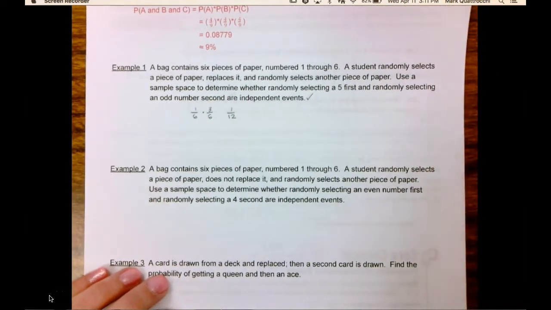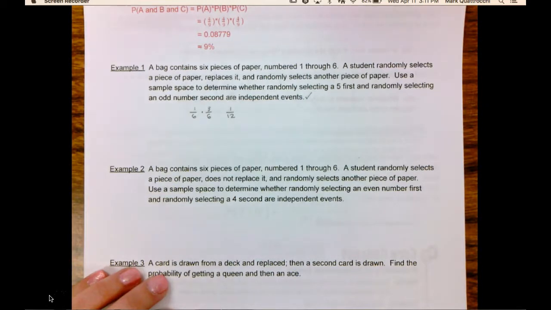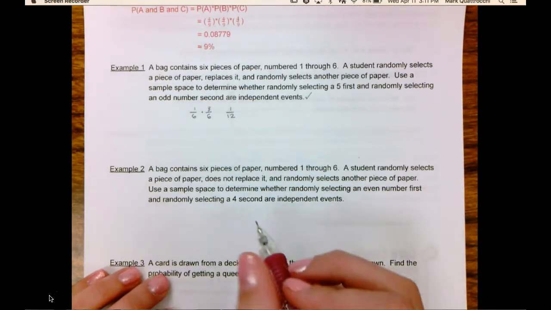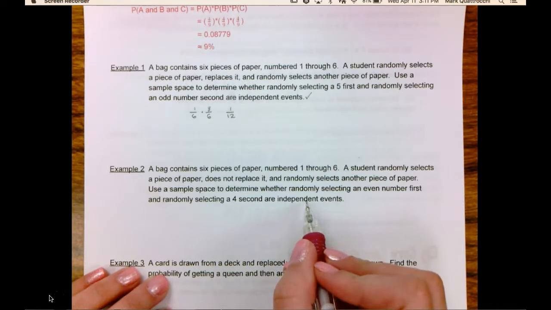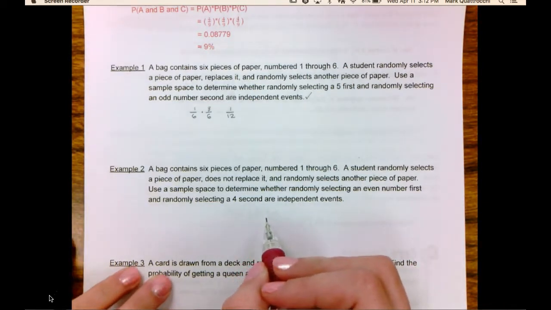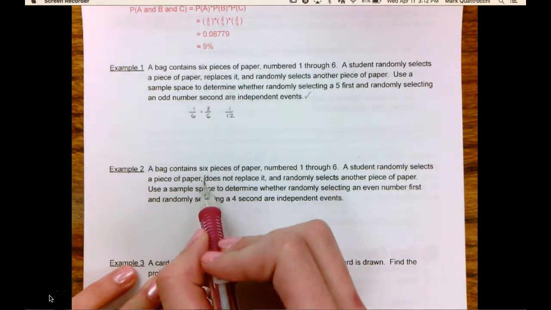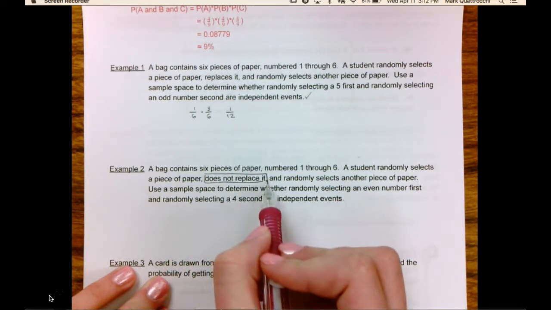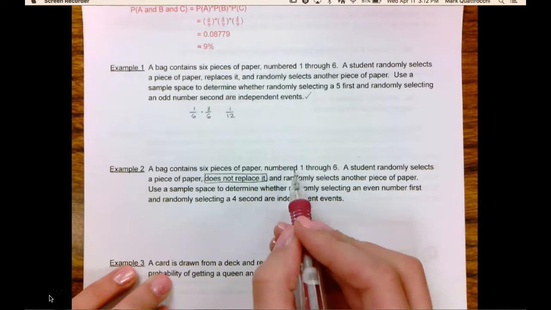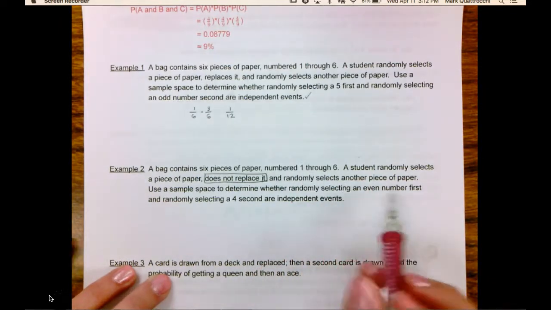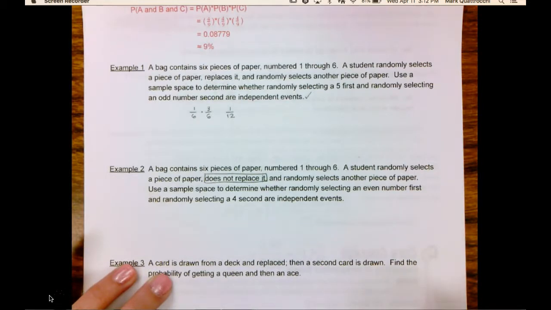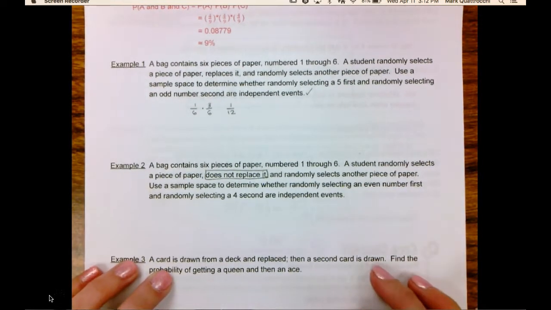Example 2. A bag contains 6 pieces of paper numbered 1 through 6. A student randomly selects a piece of paper, does not replace it, and randomly selects another piece of paper. Use a sample space to determine whether randomly selecting an even number first and randomly selecting a 4 second are independent events. Going off our definition of independent events, where one event's occurrence does not affect the other event's occurrence, you can tell that these two events are not independent because you do not replace the piece of paper after you pick it. So for the first one, you have a sample space of 6, and for the second one, you have a sample space of 5 because you only have 5 left after picking the first one. So these cannot be independent events.